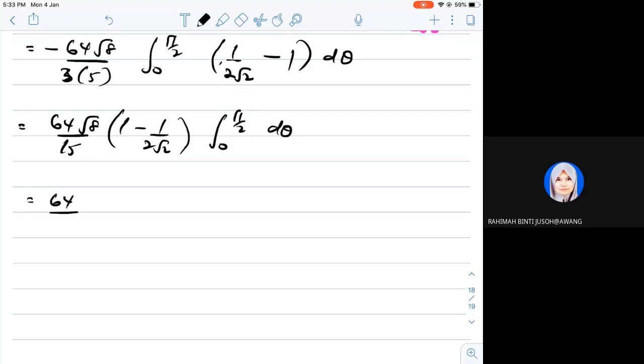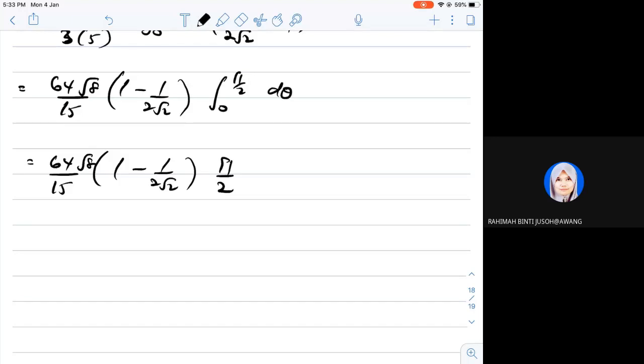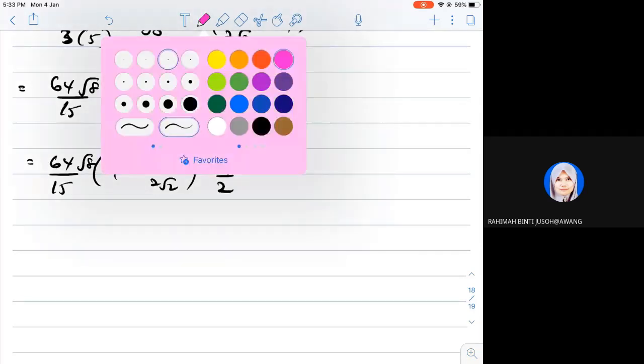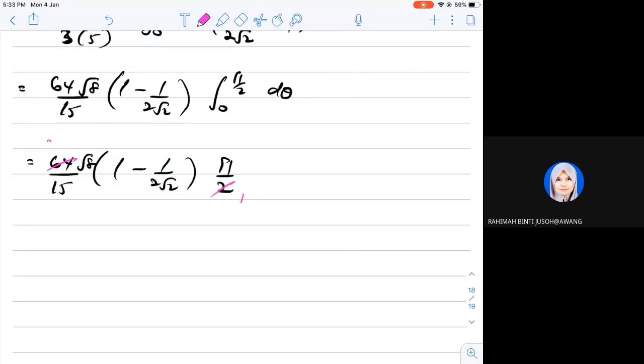So 64 over 15 square root of 8, 1 minus 1 over 2 square root 2, times pi over 2. This can be cancelled again. So this one becomes 32, isn't it? So 32. So we will get 32 over 15. Square root 8, wait a moment. If we reduce this from the top, it becomes 2 over square root 2 minus 1, 2 over square root 2 like this. Multiply by pi.